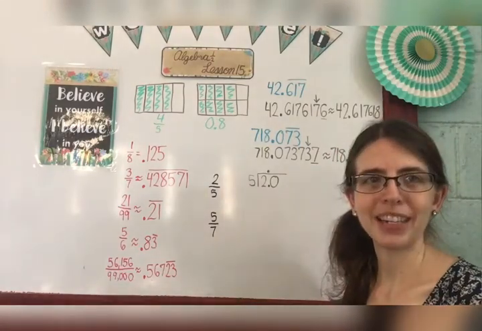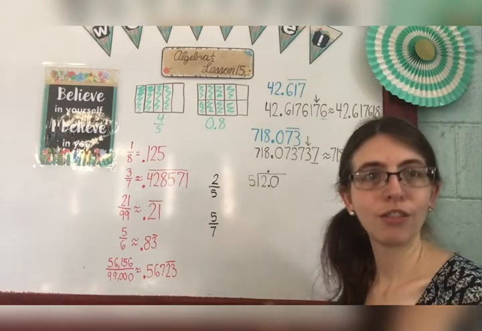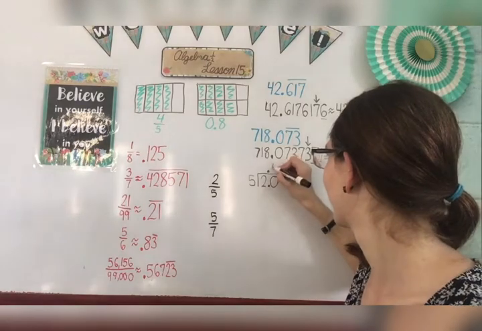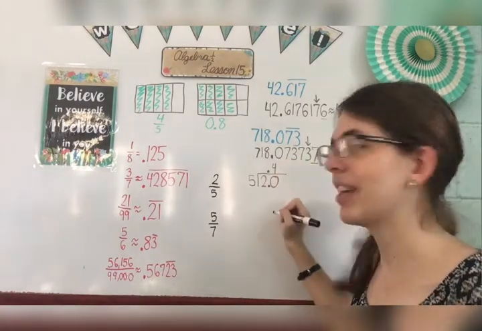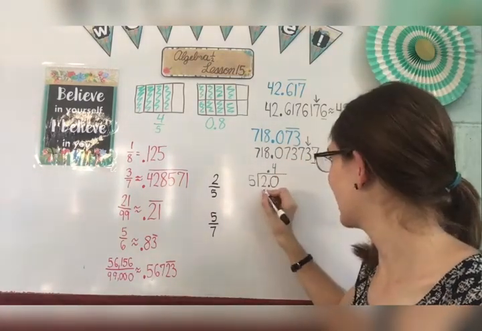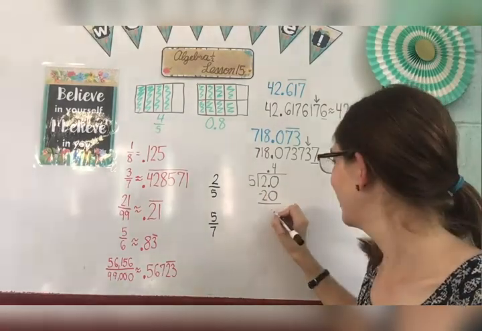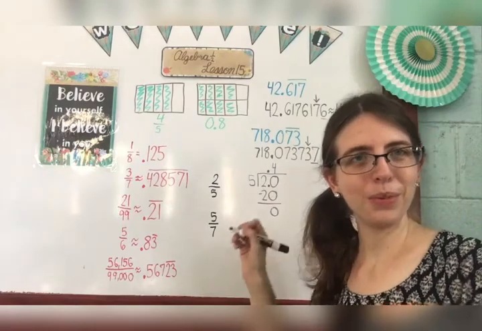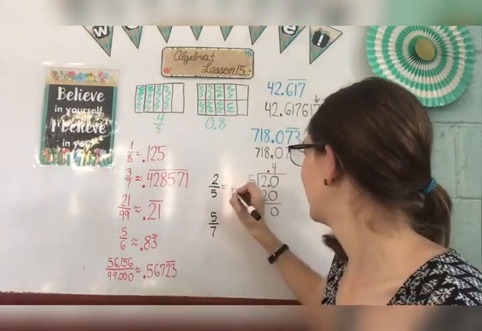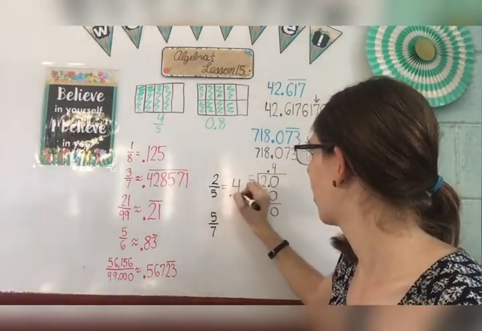5 goes into 20 how many times? 4, right? 4 times 5 is 20. 20 minus 20 is 0. So I'm done already. Woo, how fun. So 2/5 is 0.4.